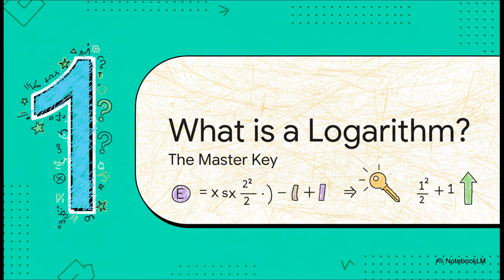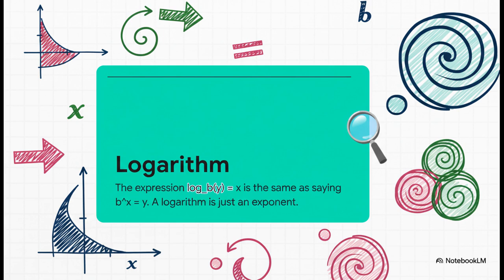So, the big question, what is a logarithm? The answer? It's surprisingly simple. A logarithm is just an exponent. That's it. That's the secret. This relationship right here, this is your master key. Saying log base b of y equals x is just a fancy way of saying b to the power of x equals y. They're two sides of the same coin.